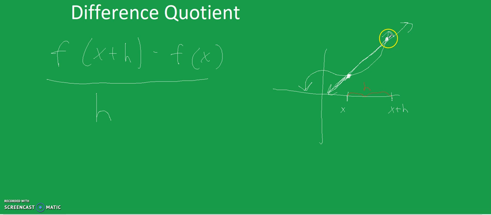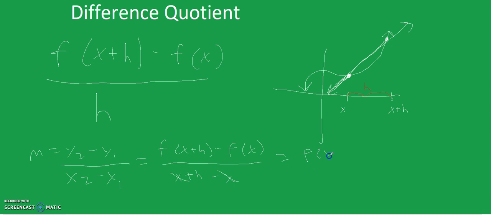Because my y value, right, it's y2, so m is y2 minus y1 over x2 minus x1. That's the formula for the slope. Well, my y2 is f of x plus h. My y1 is f of x. And now my x2 is what's inside this parentheses, so it's x plus h. And then minus x1 is just x. Okay, well now these x's cancel each other out, and what I'm left with is the difference quotient.